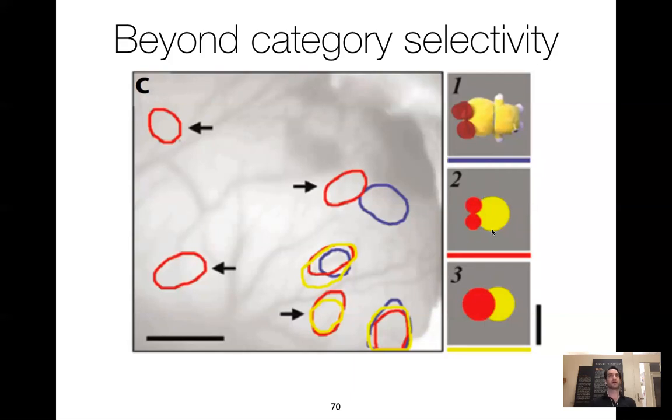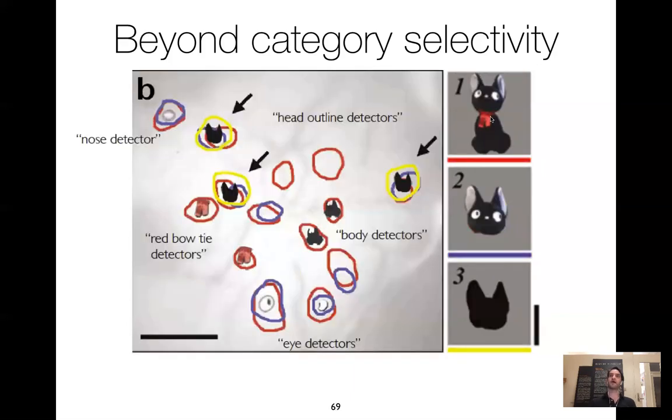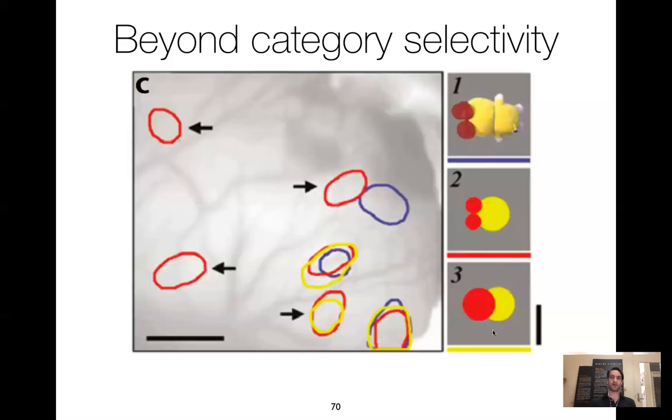Did I just flip that? Sorry, I just flipped the red and the yellow. I think they flipped it. Oh yeah, sorry, I got confused because notice it goes red, blue, yellow here, and then blue, red, yellow there. Sorry about that, everyone.